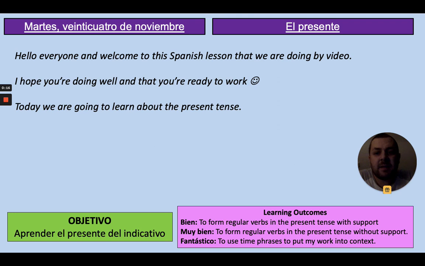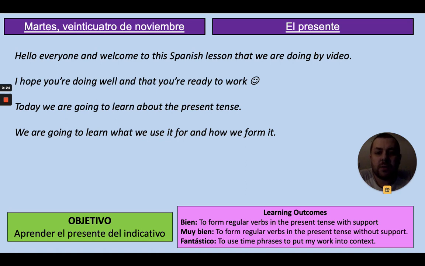Hoy vamos a aprender sobre el presente del indicativo. Vamos a aprender para qué lo usamos y cómo lo formamos.